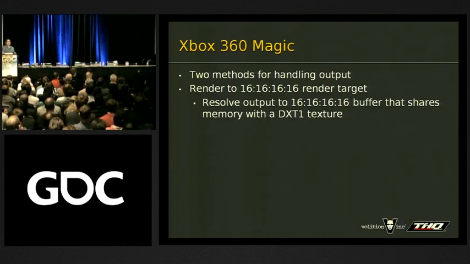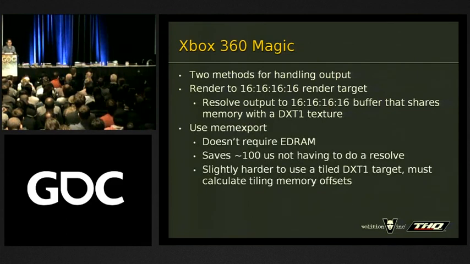You render to your 16, 16, 16 target, and then you can resolve that to a 16, 16, 16 texture in main memory. When you do that, you create a second DXT1 texture that shares the same memory with your 16, 16, 16 target, and voila, you have your DXT1 data. On the 360, it's very easy to share memory between textures. You can specify where the buffer for that texture is.